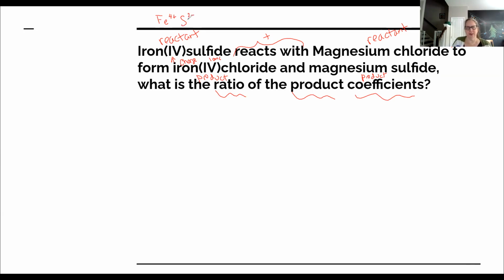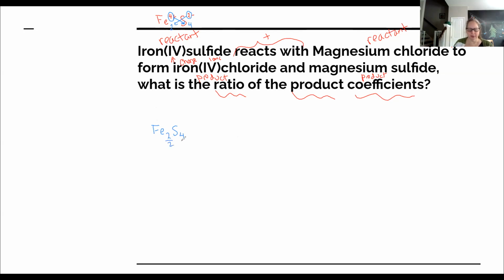From the groups on the periodic table. It's a cation, +4, an anion, -2. Opposites are attracting, so we have a crisscross ionic bond. The 4 from the iron goes with the sulfur. The 2 from the sulfur goes with the iron. So our first reactant, Fe2S4.